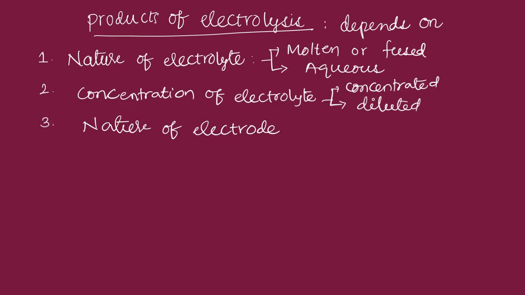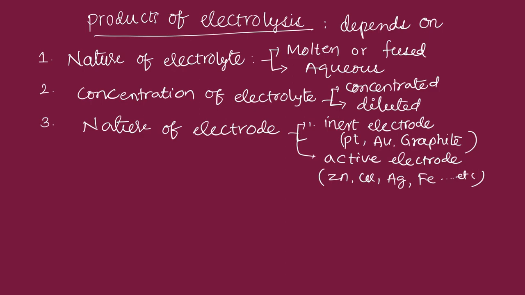Nature of electrode: one, inert electrode, that is platinum, gold, graphite. Second one, active electrodes, that may be zinc, copper, silver, iron, etc. Other than these three, platinum, gold, graphite, the remaining are active electrodes. Standard reduction potential value also affects the product of electrolysis.